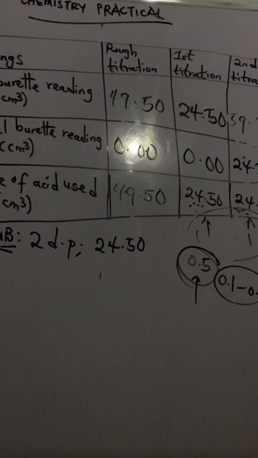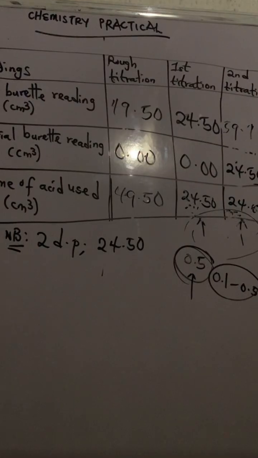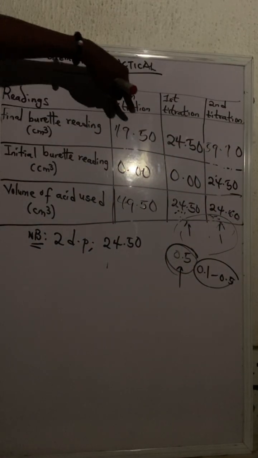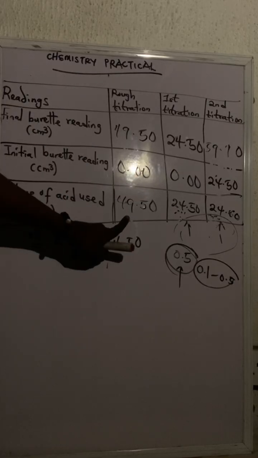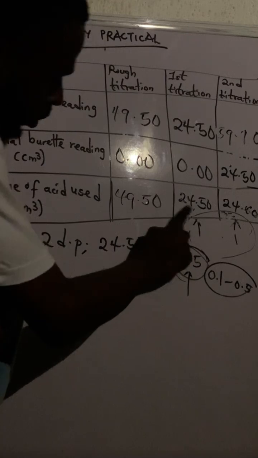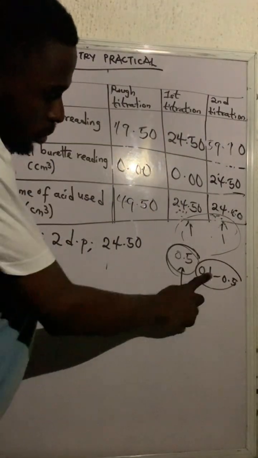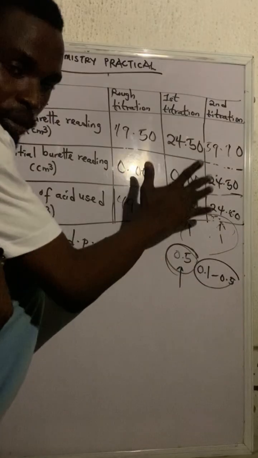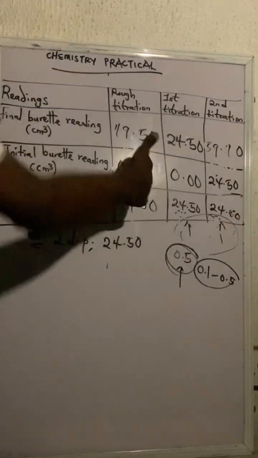If you notice in this video, you know how we're able to get the volume of acid used. I just say the final burette reading minus the initial gives me the volume of acid used. This one minus this one gives me this one. So one thing you notice is that the difference between the two of them is between 0.1 to 0.5. Because the difference is not really more, this table makes sense.